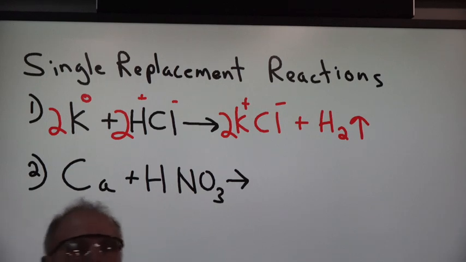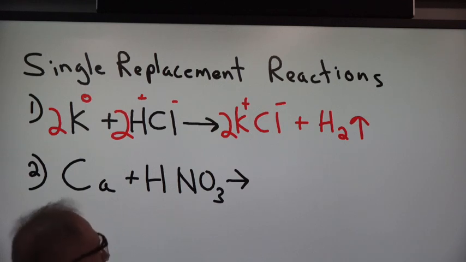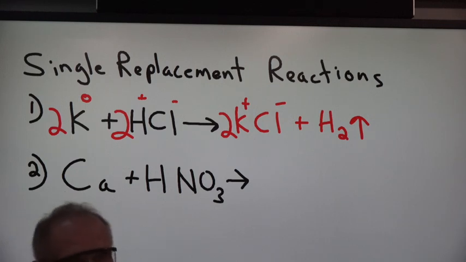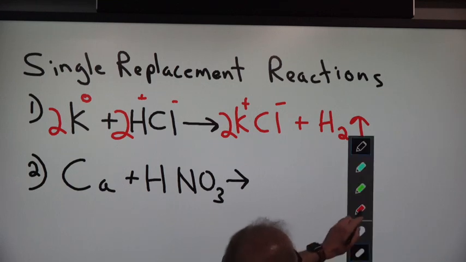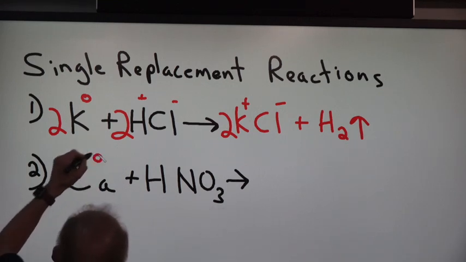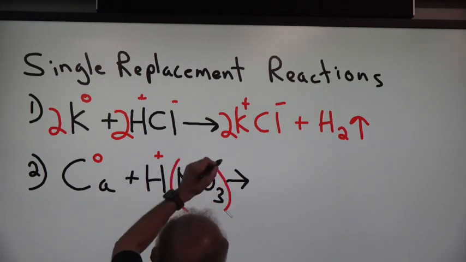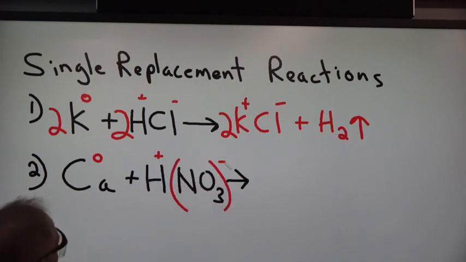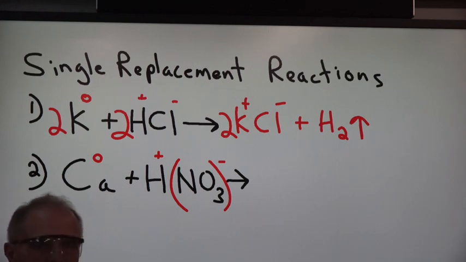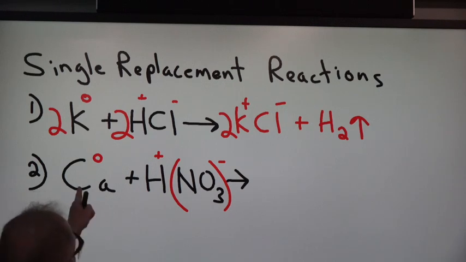This time we're putting calcium, which is a little bit lower on the chart, with nitric acid. And nitric acid's pretty strong. And remember, you got to find your charges. Well, the metal's by itself. The metal's always neutral if it's by itself. H is positive, and then this whole thing right here is negative. Okay, so same thing. If calcium is above H2 on reference table J, these two will replace each other.